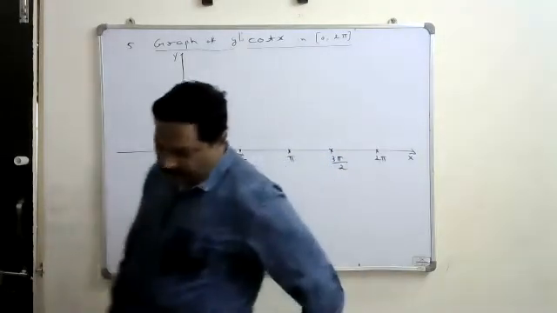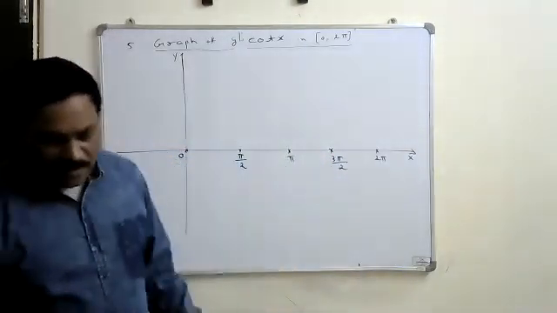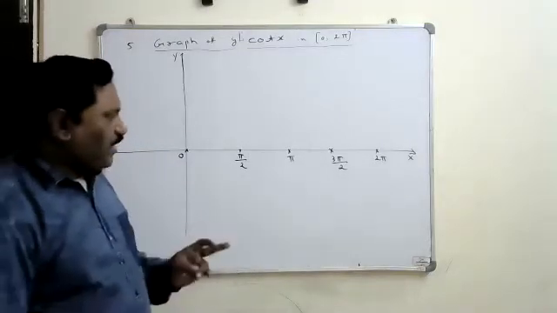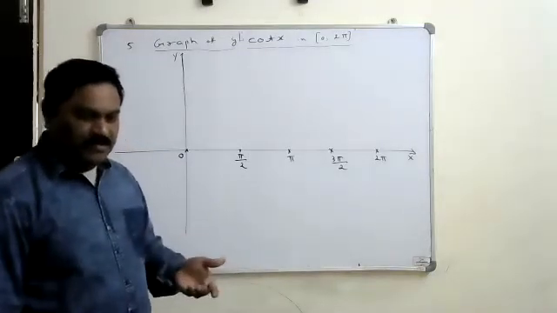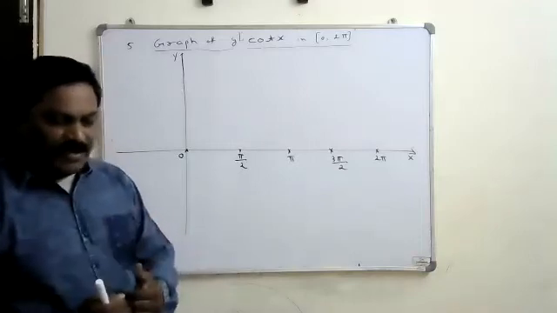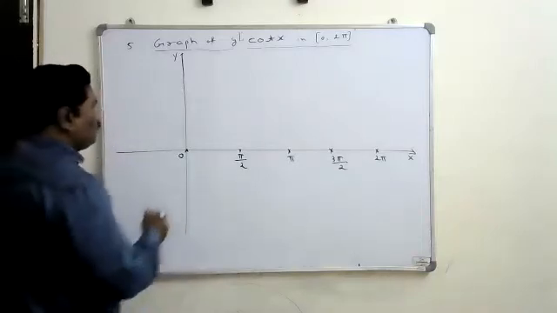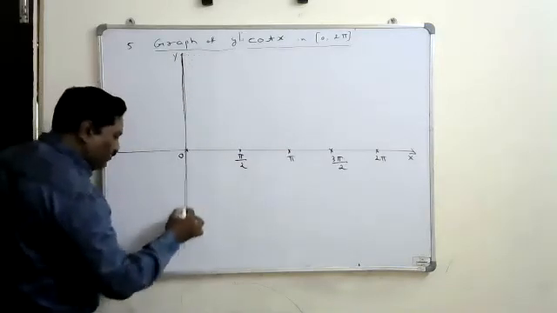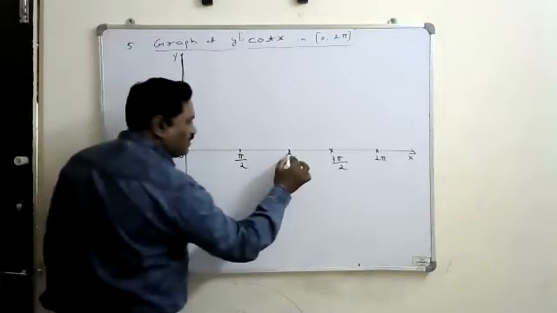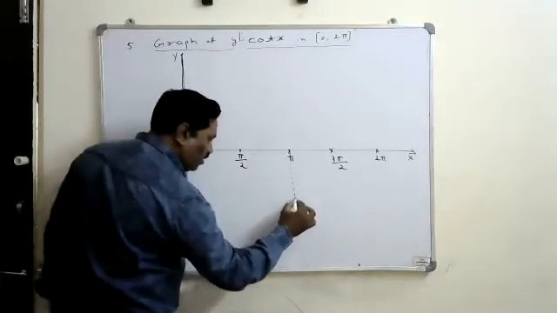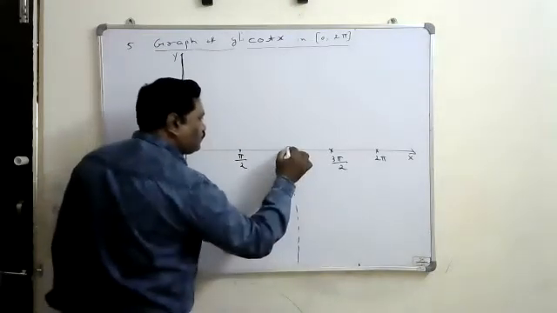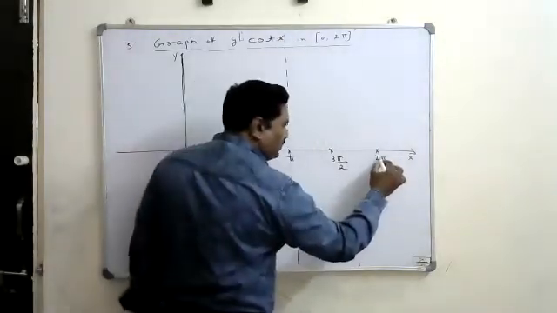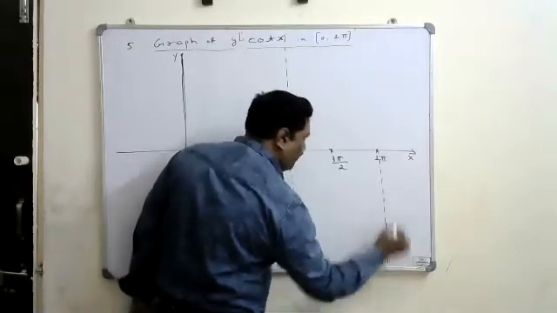0 degree, and 180, that is pi, 2 pi, 3 pi. For every integral multiple of pi, cot is not defined. That's why at 0 the y-axis itself will act as a not defined line, and at pi also cot is not defined. So here draw the not defined line, and at 2 pi also it is not defined, so draw the not defined line here also.